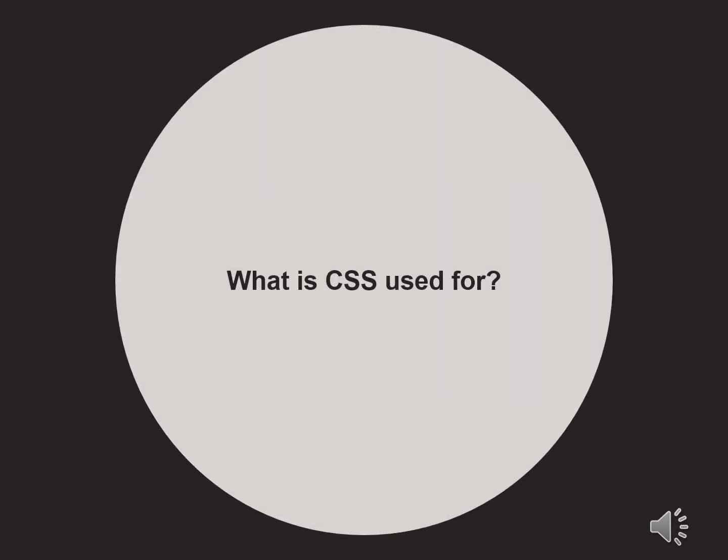So the next question is about what CSS is used for. HTML and CSS are the main topics of the first module, the first book. CSS is cascading style sheets. Okay, so you can understand based on this name.